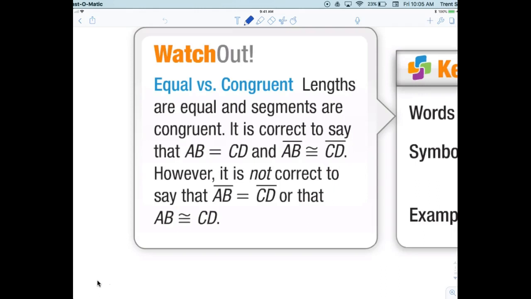Now, honestly, do you think I'm that picky? I'm not that picky. If you accidentally put equals and you meant to say congruent, I might even overlook it. But I need you to understand the difference between equal and congruent. Equal is when you're referring to lengths. Congruence is when you're referring to the shapes. Is everybody okay with that? Super important. It is not correct to say segment AB is equal to segment CD.